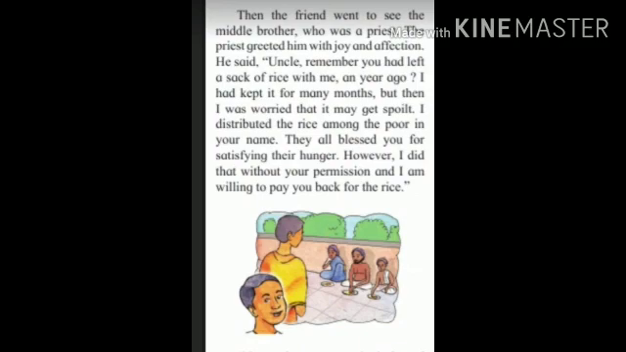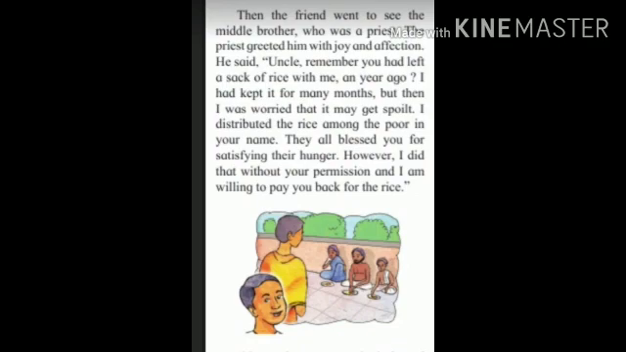Now, dear students, spoil means unfit to eat. It means if we keep something, it has a proper date or time. After that date, we are not able to eat that thing. So here in these three lines it is mentioned that the middle brother is saying to his father's friend that uncle, you remember that you left a sack of rice one year before, and I was worried that it may get spoiled. So let's see further, dear students, what he has done.